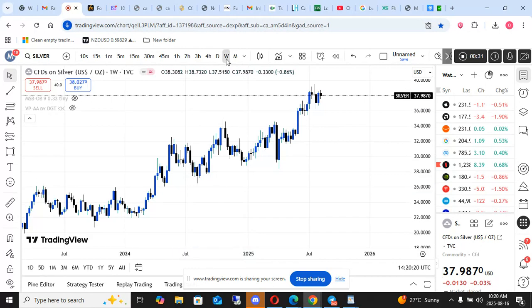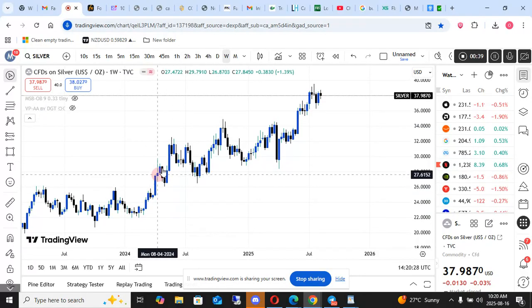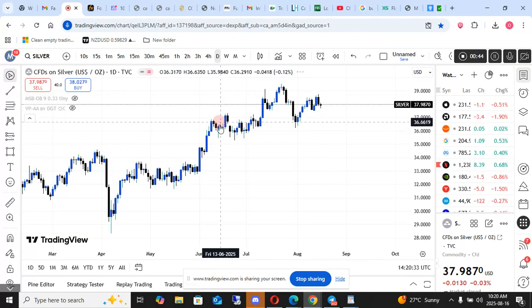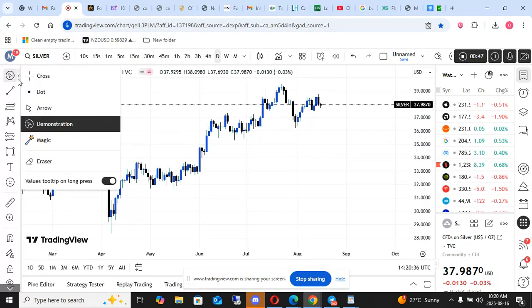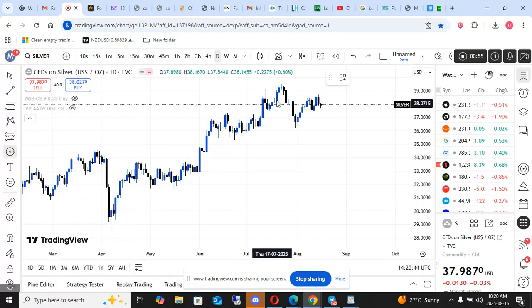From the weekly time frame, I start from weekly and I can see the market is bullish all the way. You can see the market rally all the way up. So I come to the daily time frame to see the structure of the market and how the price is reacting. I can see the market has made a head and shoulders pattern. This is the left shoulder, head, and right shoulder.